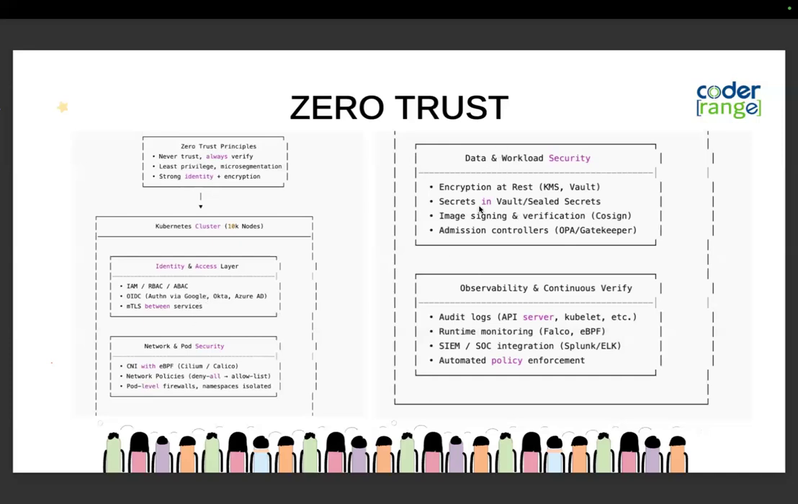And data workload security is also there. They encrypt at rest also. They encrypt everything, even admission controllers, image signing, secrets, everything they do, even observability. After encrypting, they will check the observability. They'll audit the logs in the API server, how it's happening. They'll check the kubelet, they'll check runtime monitoring. They'll do every aspect of it, guys.